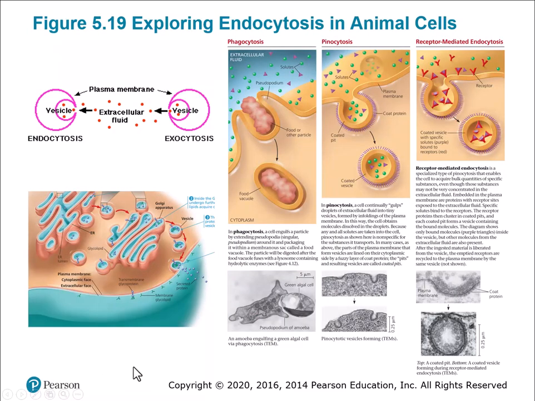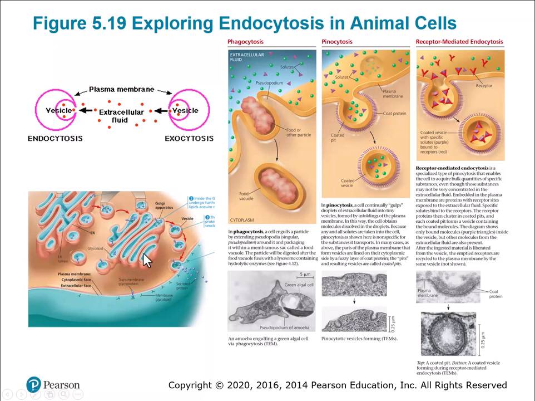Our last means of transport is vesicular transport. And we have endocytosis, where we bring things into the cell, entering the cell, endo, entering, E-N, E-N. Or we have exocytosis, things exiting the cell, E-X, E-X. So both are done via vesicular transport.